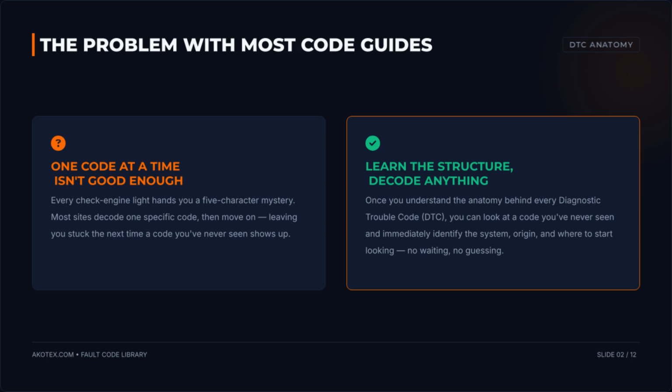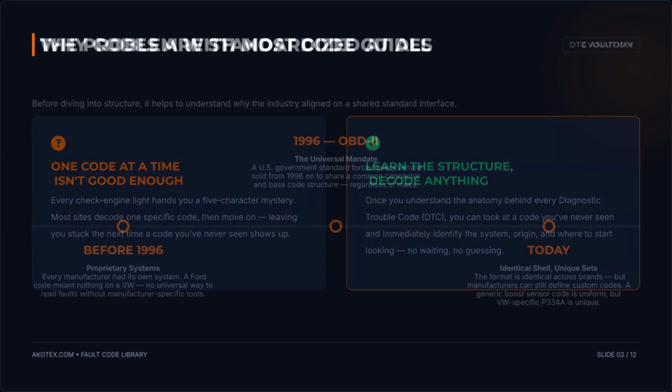But first, let's build the foundation, because once you get this, you can look at any code, not just the ones I've covered here, and immediately know which system it belongs to, whether it's universal or VW and Audi specific, and roughly where in the car to start looking.